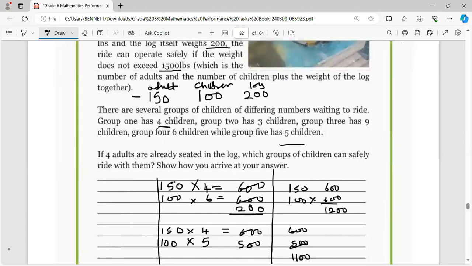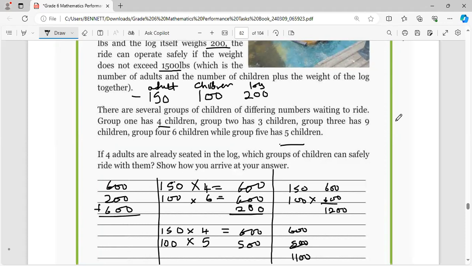Sir, can I explain now? All right, go ahead, Casey. Sir, first, you will have to multiply the 4 times 150, which is 600, plus the log, which is 200 pounds. So that would equal 800. And then I use group 4, which is 6 children, and then 600 plus 800 is 1,400, sir. So you and Kayla have the same group 4. Me too, sir. I got the same answer.